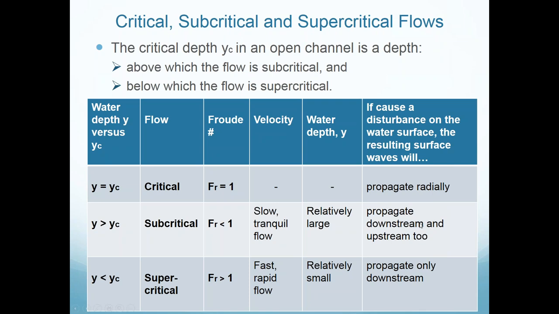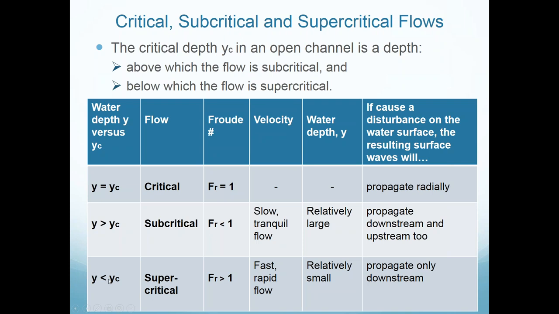But when you look at a river flowing and it's very easy flow, slow, tranquil, and you throw a pebble in there, without harming any fish or frogs, please, you end up seeing the waves propagating upstream and downstream. But when you have critical flow, which you may hardly be able to see in nature, you may be able to reproduce it in a lab, and you throw a pebble or do a disturbance on the top, the waves propagate radially around the stone.